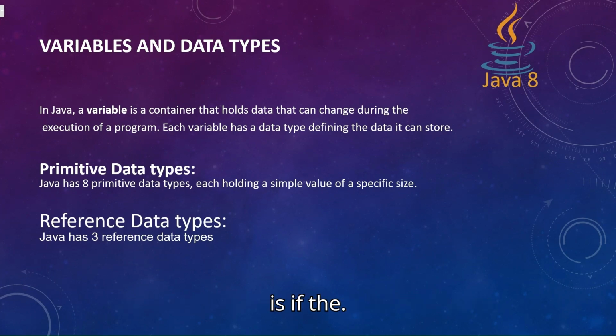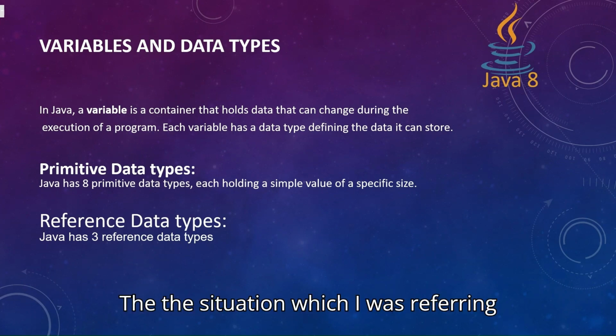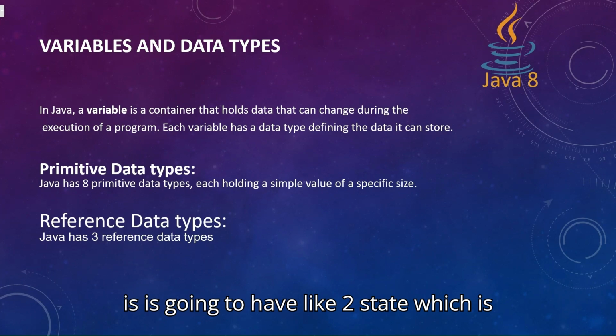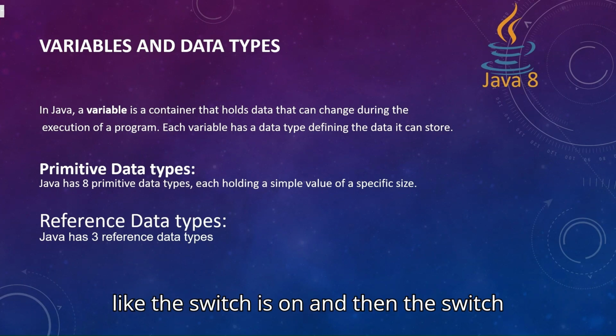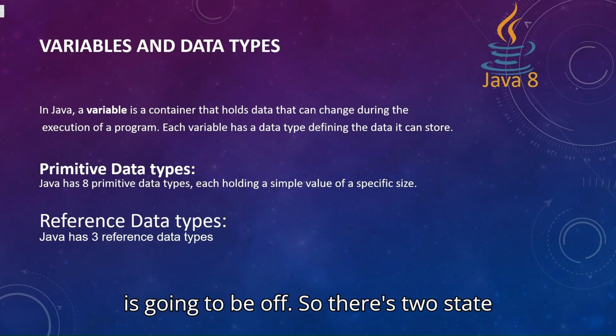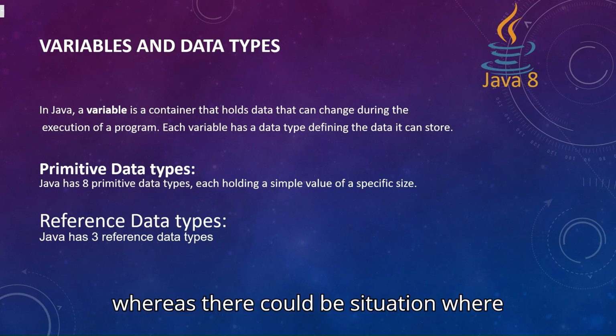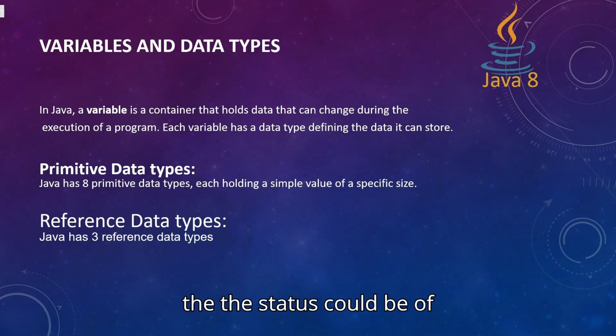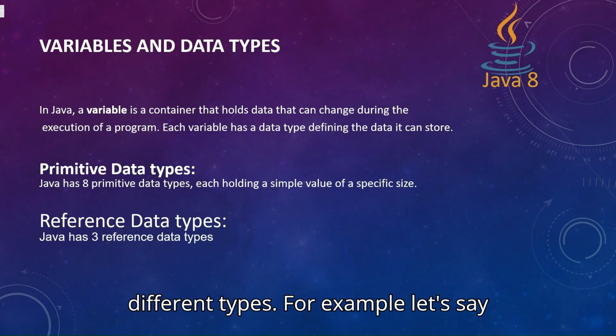A data type is used when the situation I was referring to has two states, like a switch that is on and then off. So it is two state. Whereas there could be situations where the status could be of different types.